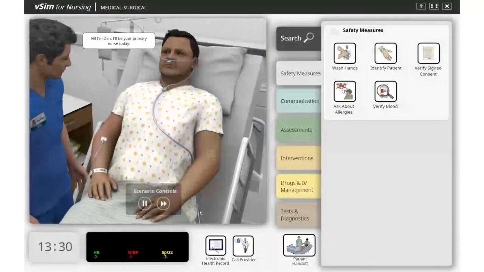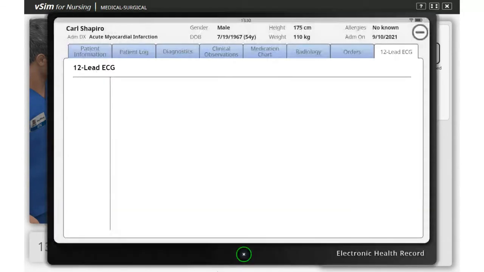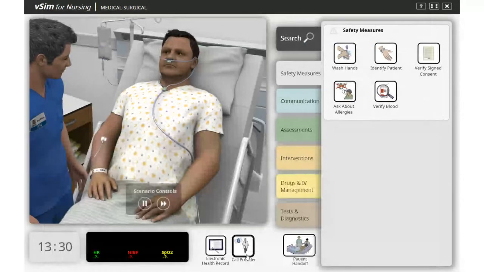I'm Dan. Now we're going to begin. I'll be your primary nurse today. You can see here the time is down here, any vital signs records. If you need to go back to your electronic health record because you need to double check some information, you're simply going to go back there, which is no different than in a clinical scenario. If you need to call the doctor to provide an SBAR, then you would simply click on this. And then when you feel like you've adequately navigated the scenario, then you're going to do the patient handoff, which is going to allow you to provide the report on your patient.